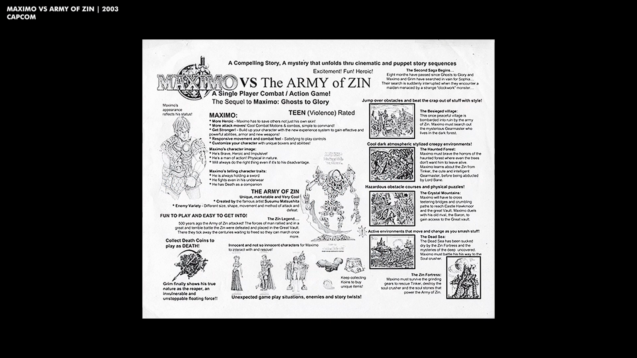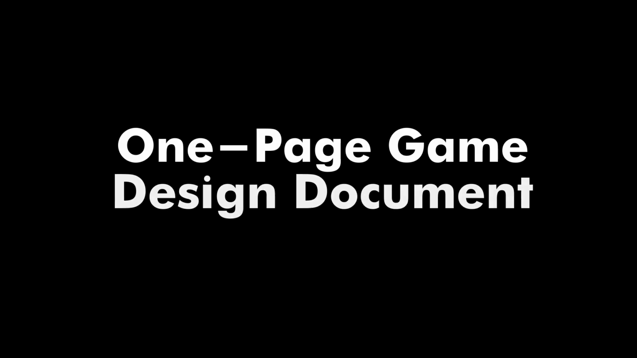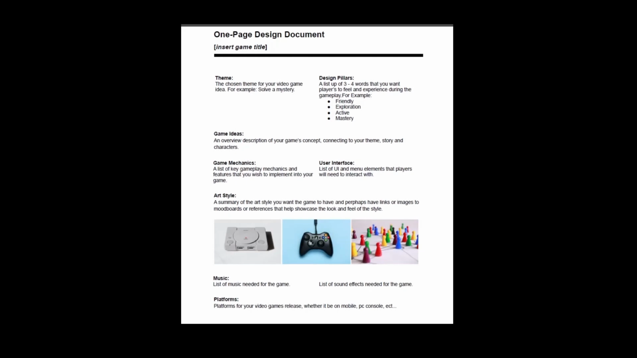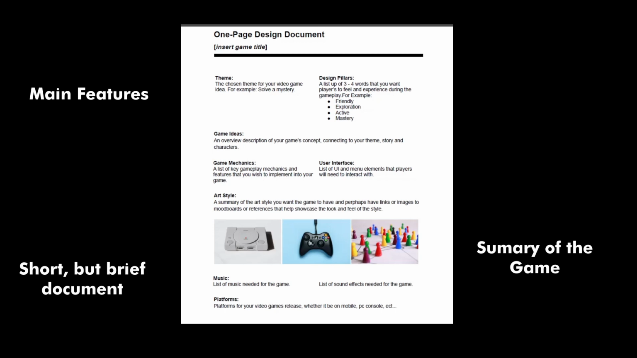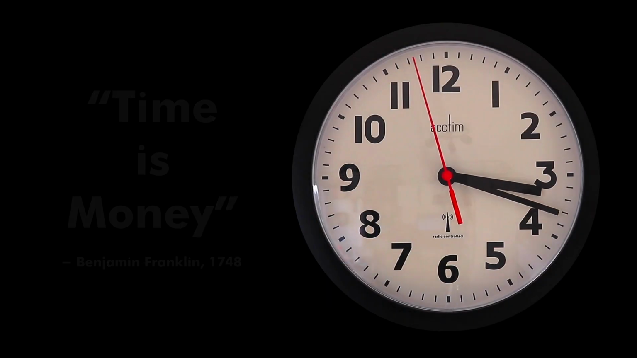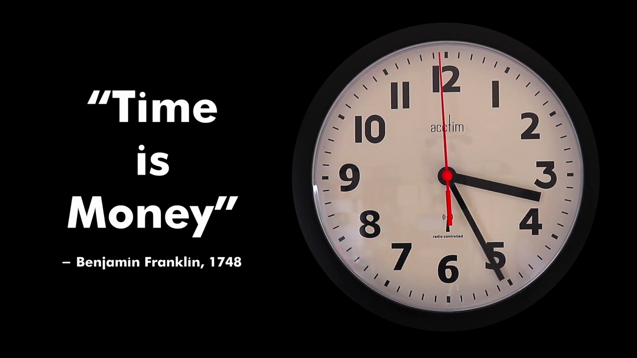We'll kick things off with the smallest document, and that is the One Page Game Design document, also known as the One Sheet. This game doc is one of the first documents you will work on for a game, as its job is to showcase the main features and a summary of the game in a short but brief document that can be glanced at by higher-ups, publishers and investors who won't have time to read a 100+ page game document.